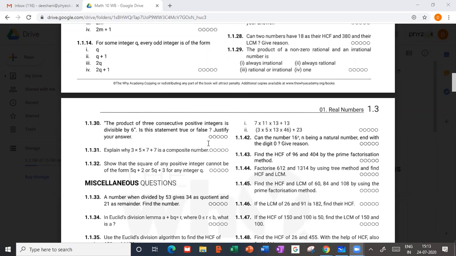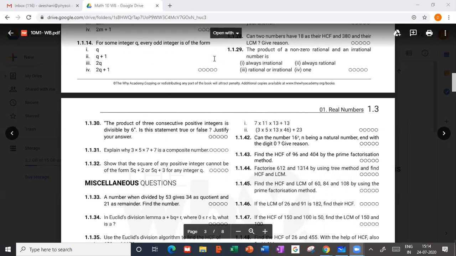Okay, what about the 30th one? The product of three consecutive positive integers is divisible by 6. Is this statement true or false? Justify your answer. I will go stepwise. Can anybody tell me how to go about this?